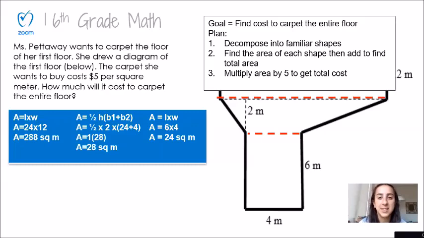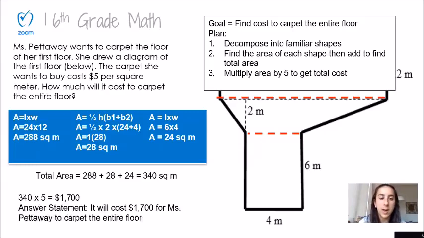Take the next 60 seconds to find the final answer to your problem and write an answer statement. Go. When you added your total areas, you should have gotten 340 square meters. And then when you multiplied that by 5, you should have gotten $1,700. Our answer statement then for this question is, it will cost $1,700 for Miss Petaway to carpet the entire floor.